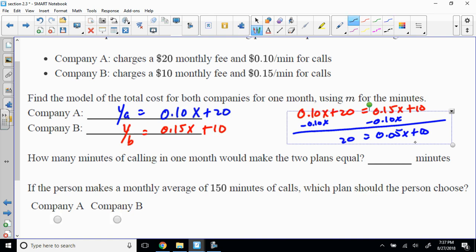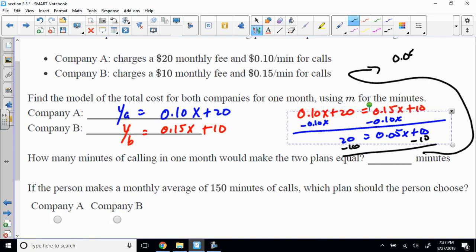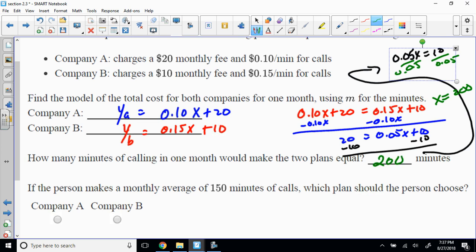I think I got enough room. So minus 10. So that is, let me go up here and I'll finish it. 0.05x equals 10. And then, of course, divide both sides by 0.05. I got 200. So how many minutes would it make each one be the same? 200 minutes. Okay. And that's just solving multi-step equations, variables on both sides.